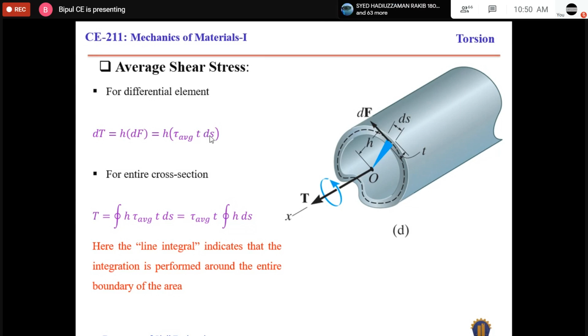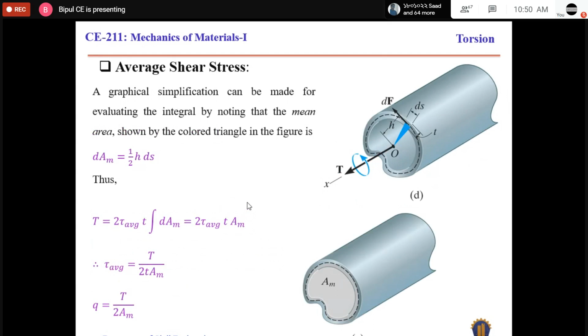Along the full length. So it is nothing but a line integral. Here tau average t is constant, so we can take it outside the integral sign. In the integral, it is h ds. If we can express h in terms of s, then we can integrate to calculate this term. But we can also calculate this term another way, that is the graphical method.